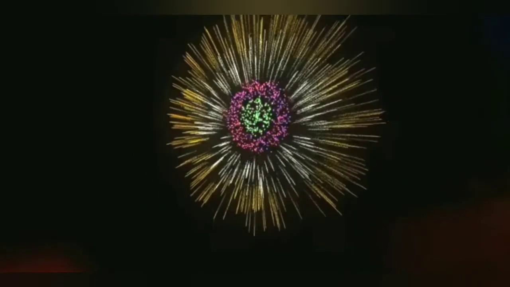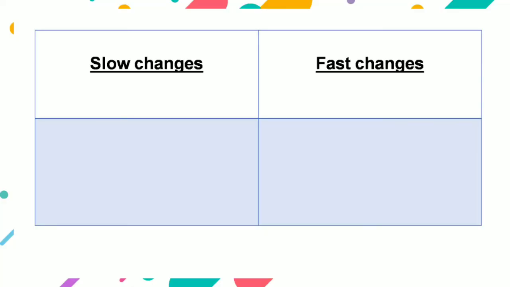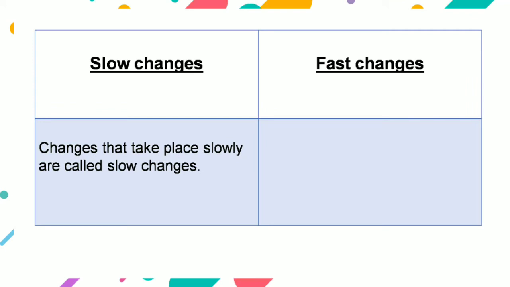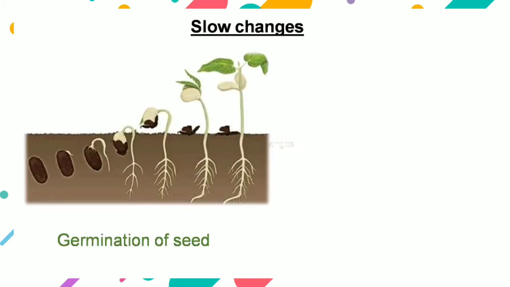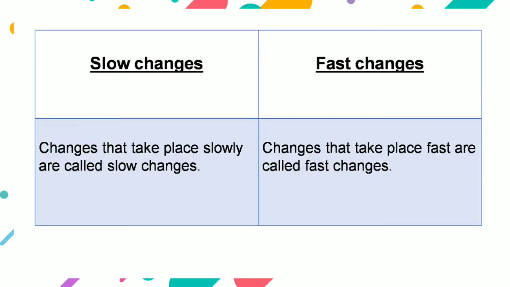are irreversible changes. All the changes take some time to occur. Some changes occur in a short time while others occur in a long time. On this basis, the changes are classified as slow and fast changes. Slow changes are those changes that take place slowly, like germination of seeds, rusting of iron, etc. Fast changes are those changes that take place fast, like burning of matchstick, bursting of crackers, etc.